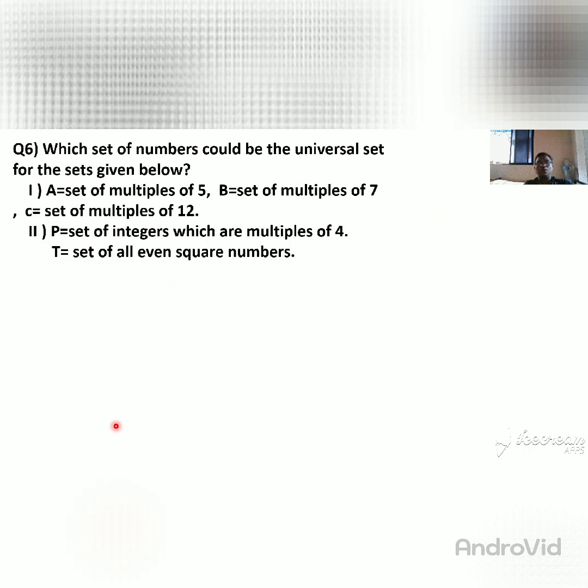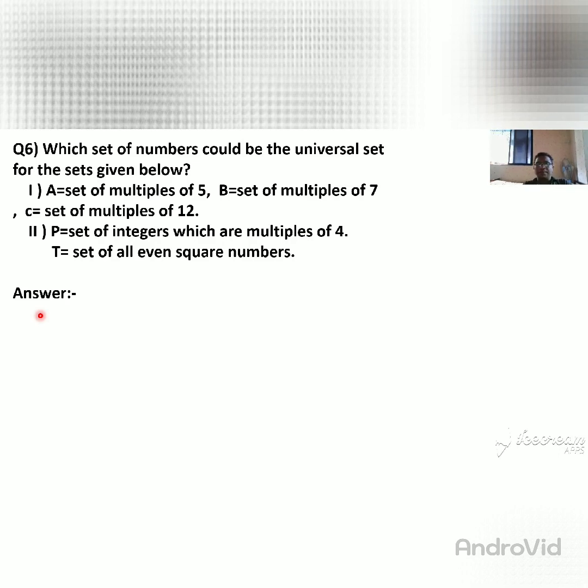Okay, then we can see question number 6. What is given in question number 6? It asks which set of numbers, such as natural numbers, whole numbers or integers, could be the universal set for the sets given below. A set is given: multiples of 5. Multiple means multiply. Multiply means what?